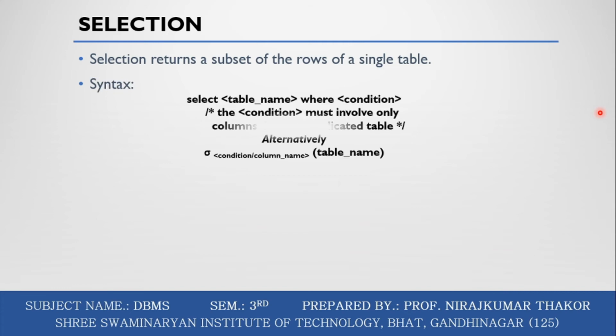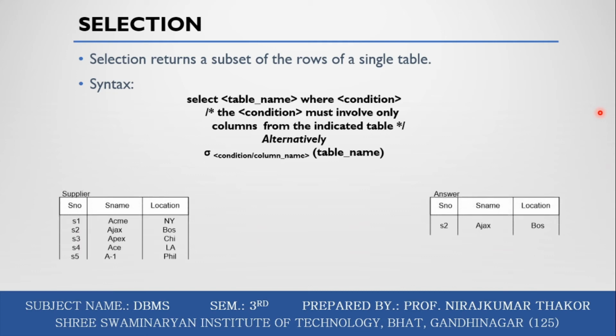The syntax is: select, table name, where conditions, the column name from the indicated tables. Alternately, for the relational algebra syntax, the first syntax is a MySQL syntax, and the second one is a relational algebra syntax. Sigma, conditions or column name, then small brackets, the table name.